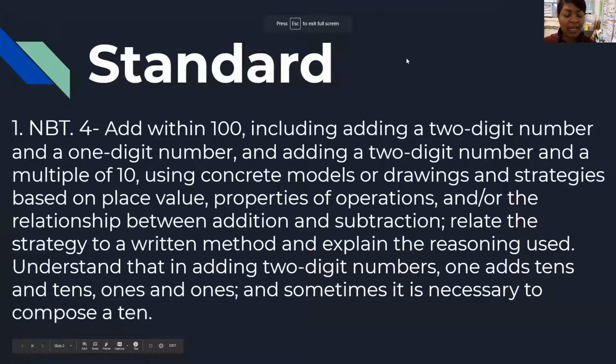Our standard is 1.NBT.4: add within 100, including adding a two-digit number and a one-digit number, and adding a two-digit number and a multiple of 10, using concrete models or drawings and strategies based on place value, properties of operations, and/or the relationship between addition and subtraction. Relate the strategy to a written method and explain the reasoning used. Understand that in adding two-digit numbers, one adds tens and tens, ones and ones, and sometimes it is necessary to compose a 10.